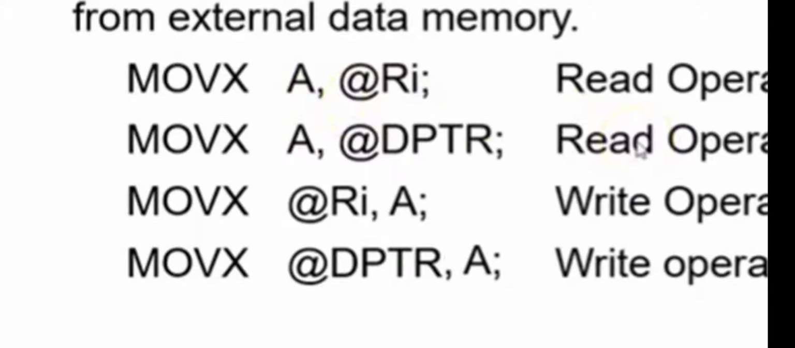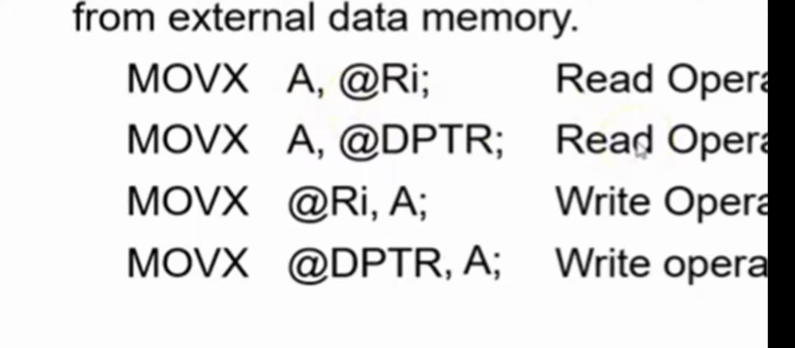If the external RAM address is of 8-bit size, then we can use this instruction. But if the external memory address is 16-bit size, or the address size is more than 8-bit, then we have to use DPTR. DPTR is a 16-bit register which can store a 16-bit address. External RAM addresses from 00 to FF are 8-bit addresses, and if the address is more than FF, then it is called a 16-bit address, and we have to use DPTR.